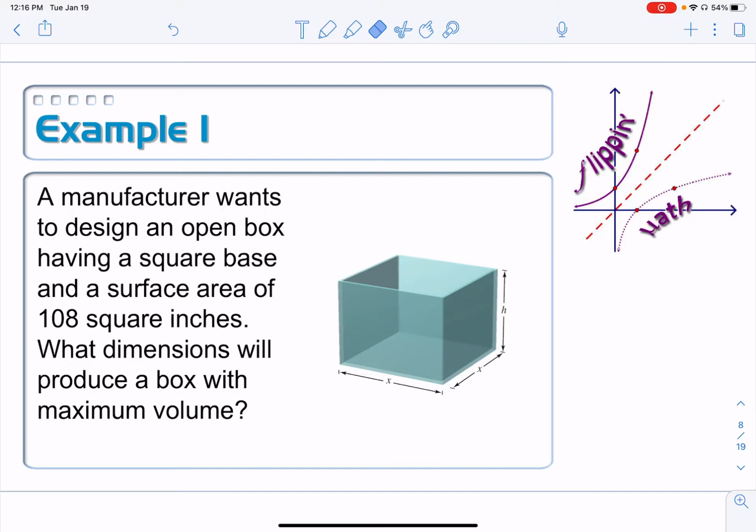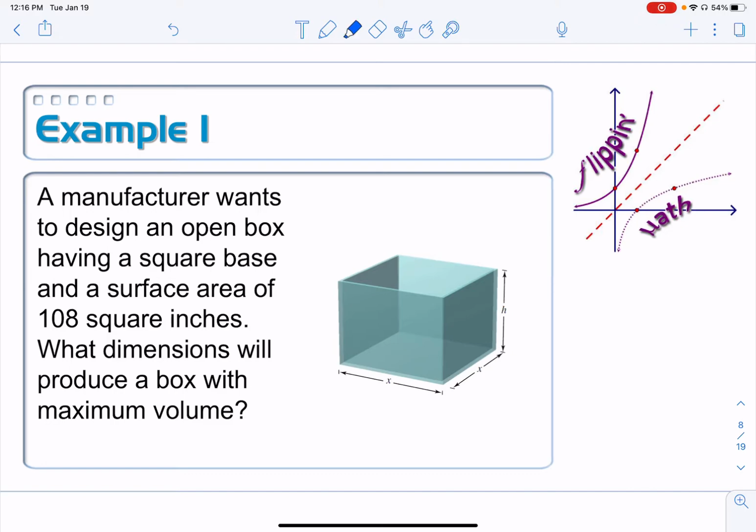A manufacturer wants to design an open box having a square base and a surface area of 108 square inches. I paused there for a second because it's yet another box question. An open box. And you can see we have ourselves a little picture here because calculus, more or less, is the mathematics that was developed solely for the purpose of making boxes. Anyway, what dimensions will produce a box with maximum volume?